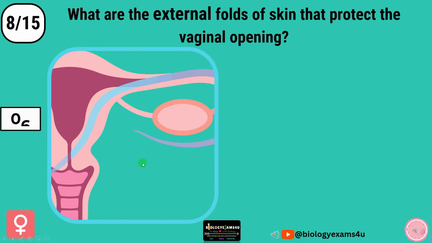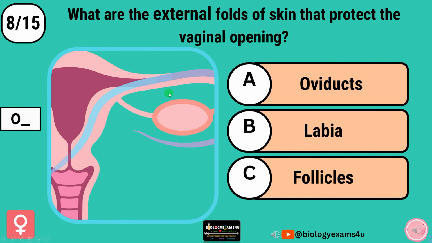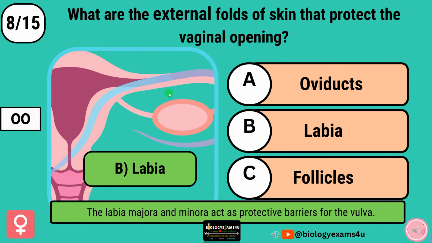What are the external folds of skin that protect the vaginal opening? Oviducts, follicles. It is the labia. Labia majora and minora act as protective barriers for the vulva.